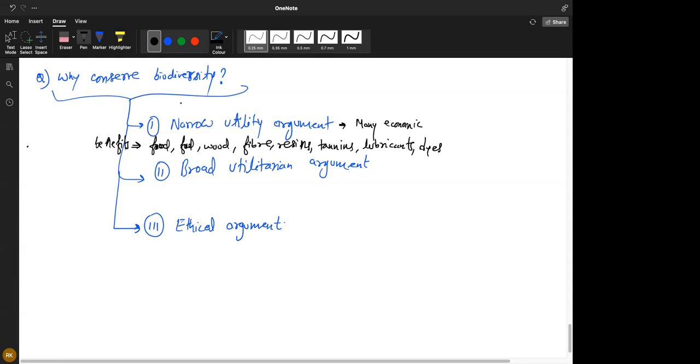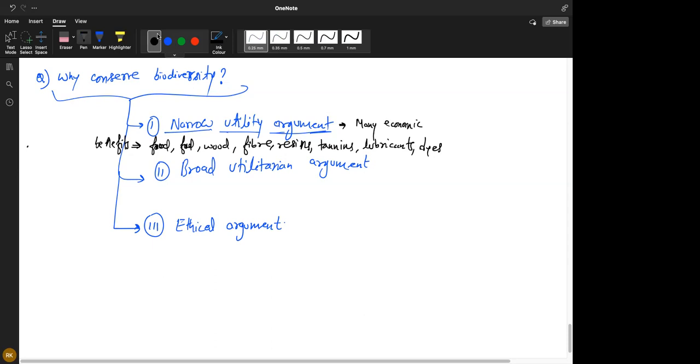So we will have lots of options: resin plants, some butterflies from whose cocoon you get silk as a fiber. You will conserve some big trees to get wood. You will conserve some other trees to get tannins and resins. You will conserve some animals to get lubricants and fats. It's okay. So you conserve, and as your demand is there, you just raise them and then exploit them. So that's the narrow utilitarian argument.